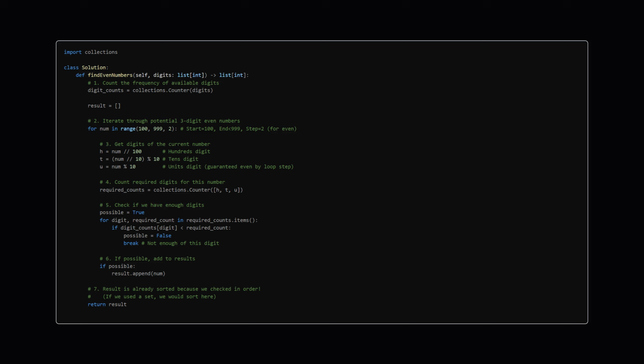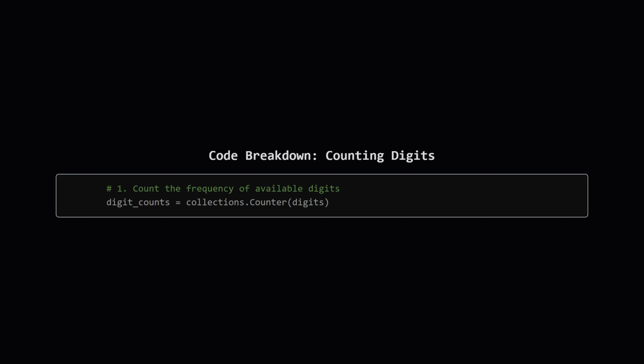It follows the logic we just discussed. Count first, then check candidates. First up, this line is where we create our inventory. We use something called a Counter, which is super handy in Python. We give it our input list, the one named digits, and it automatically counts how many times each digit appears. So if digits was 2, 1, 3, 0, digit counts would know 1, 0, 1, 1, 1, 2, 1, 3.